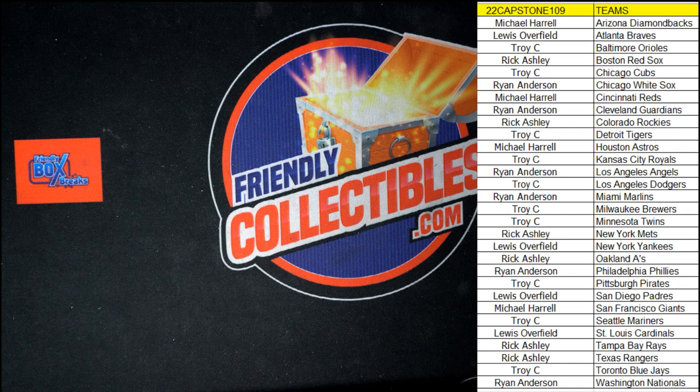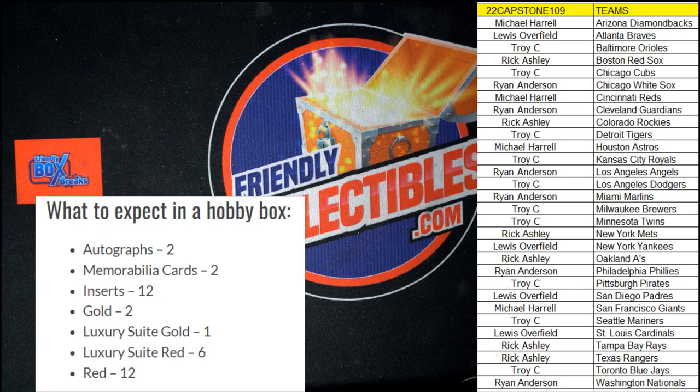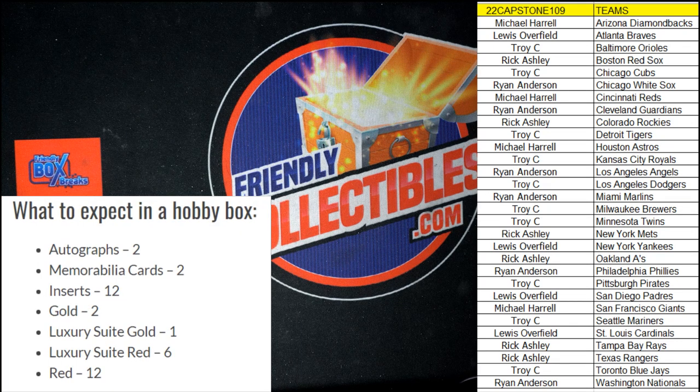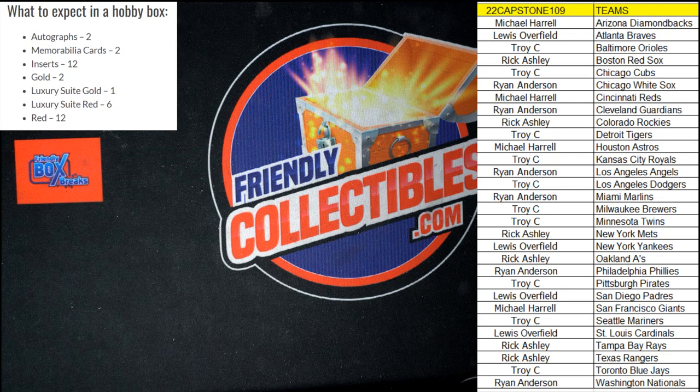Yeah, maybe I could put this on the screen. I don't know. It's all good. He'll be here in 2 seconds. So here's kind of what we're looking for in the hobby box of Capstone, just so you guys can see while we're waiting for our box to get put in my hand. Two autographs, two memorabilia cards, 12 inserts, two golds, one luxury suite gold, six luxury suite reds, 12 regular reds. That's what we are looking for in Capstone.